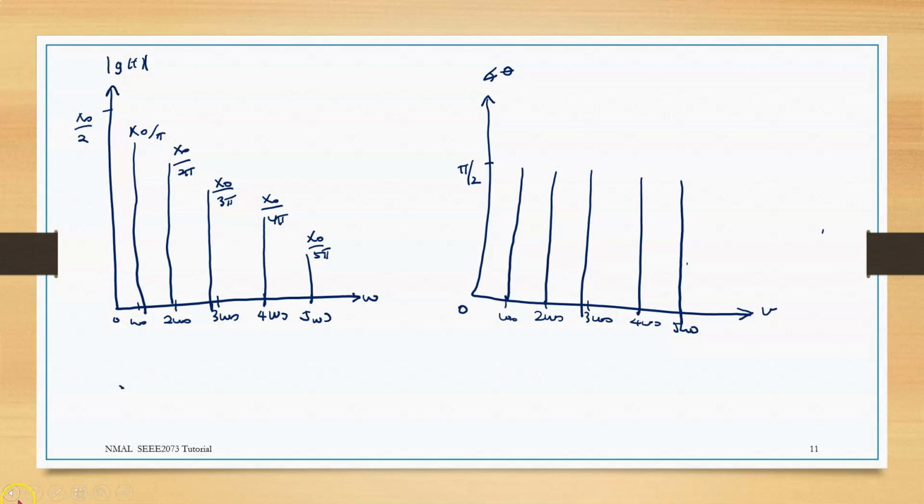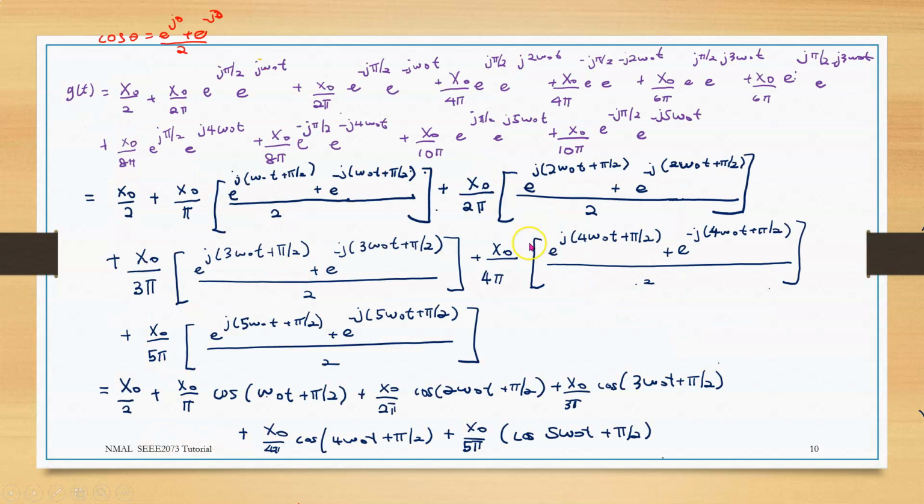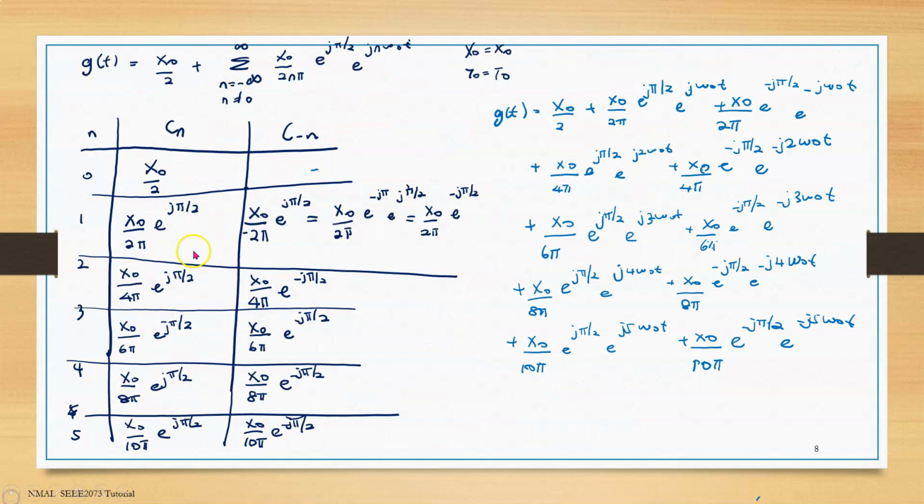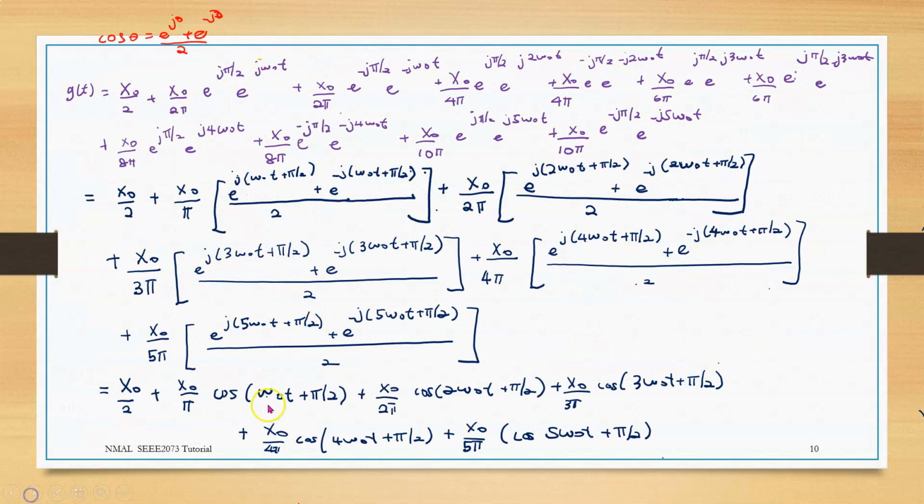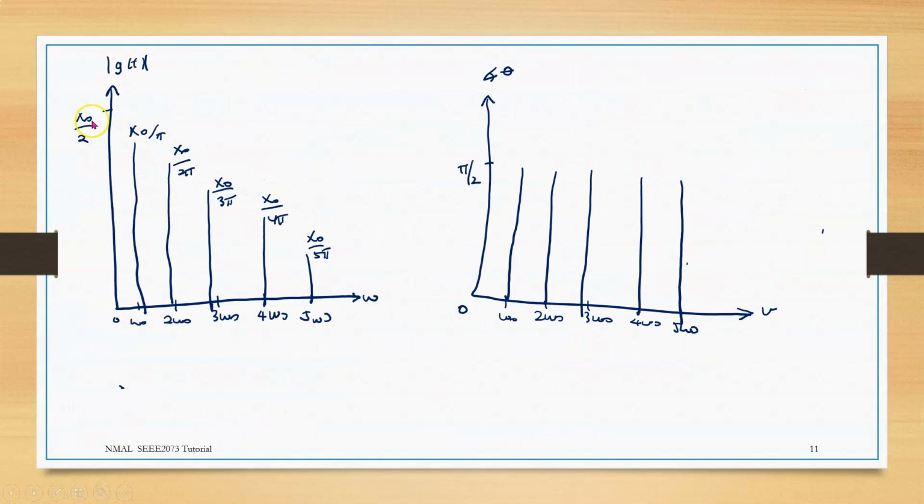Basically, if you already know how to do it, you do not have to write this lengthy equation. But this is how you actually obtain the magnitude. What you can see here is that for the double-sided spectrum, the magnitude has been divided by half compared to the single-sided. In the single-sided we have x naught over pi, x naught over 2 pi, and so on. For the double-sided, we have x naught over 2 pi, x naught over 4 pi, and so on.